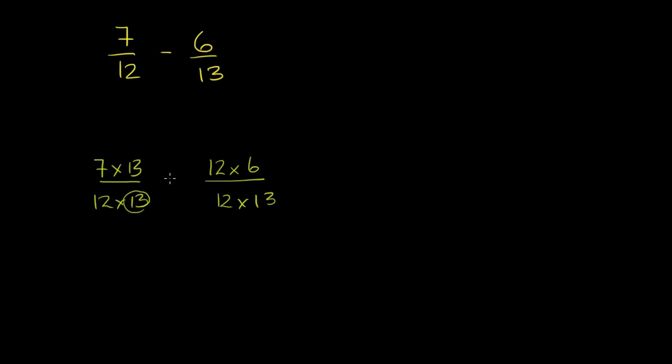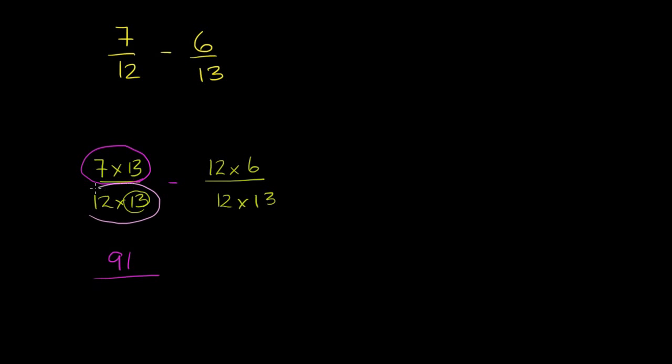And of course, we're going to subtract. Now let's evaluate these things. What is 7 times 13? 7 times 10 is 70. 7 times 3 is 21. 70 plus 21 is 91. And if that was a little bit too fast, feel free to pause and work it out by hand to verify that 7 times 13 is 91.